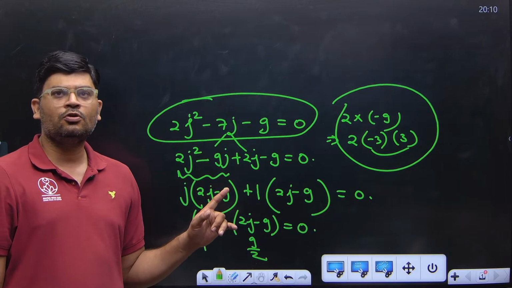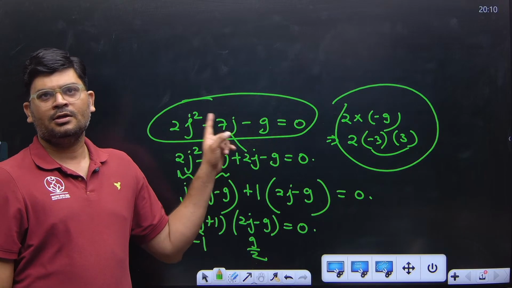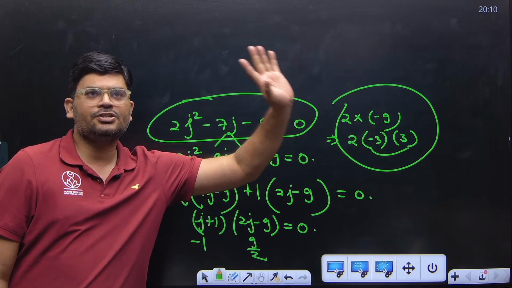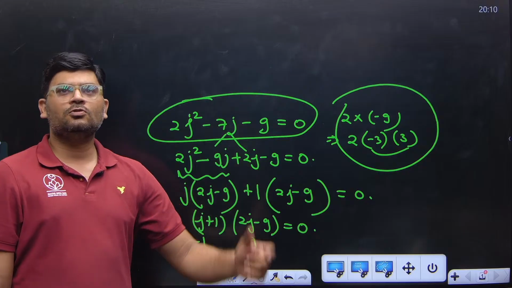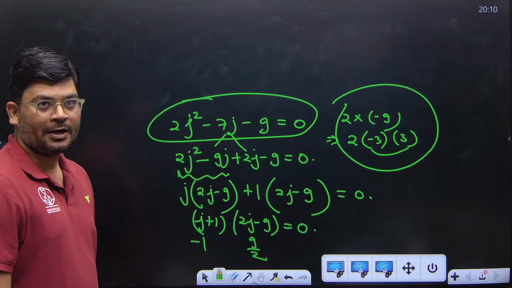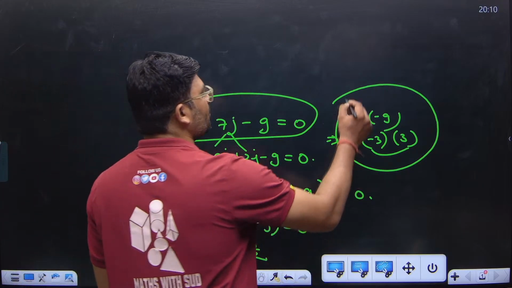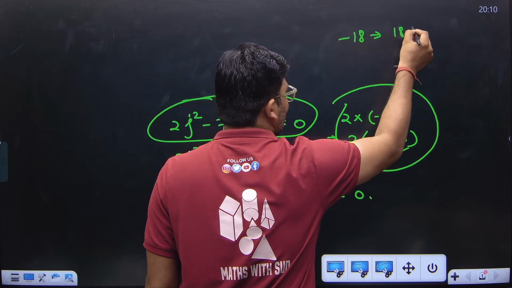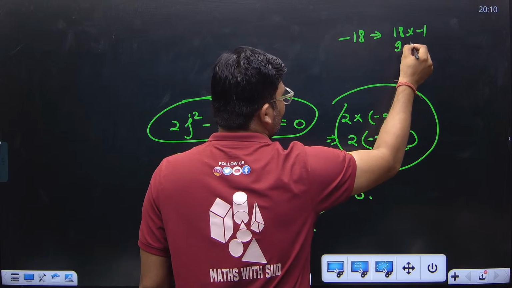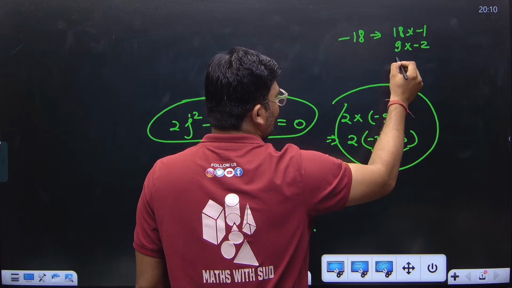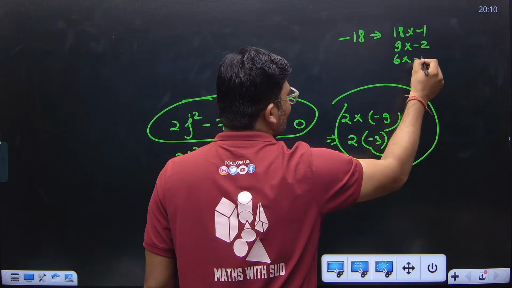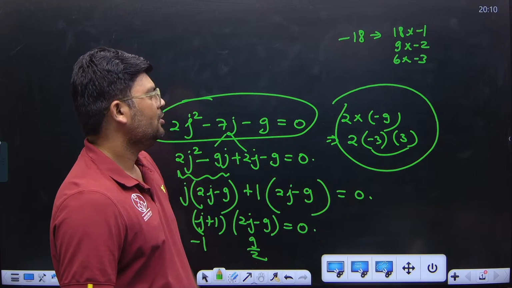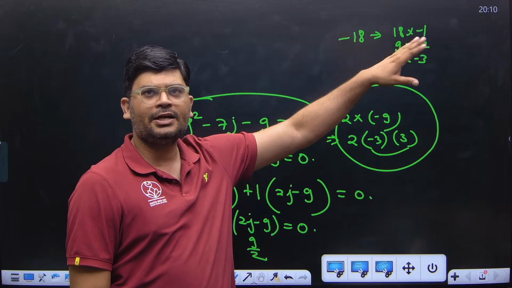For this, I told you, first you need to multiply the A and C. And then you do the prime factorization of those numbers. And then between those numbers, suppose instead of this 7, what are the possible numbers you can make out of minus 18? It can be written as 18 into minus 1. It can be written as 9 into minus 2. It can be written as 6 into minus 3. So these are the possible numbers. Only three factor pairs we have: 18 and 1, 9 and 2, 6 and 3.